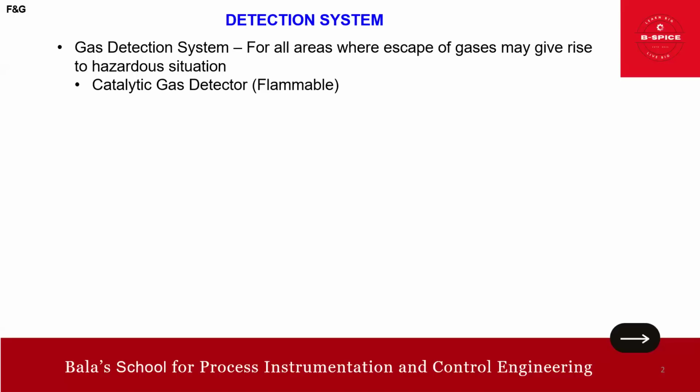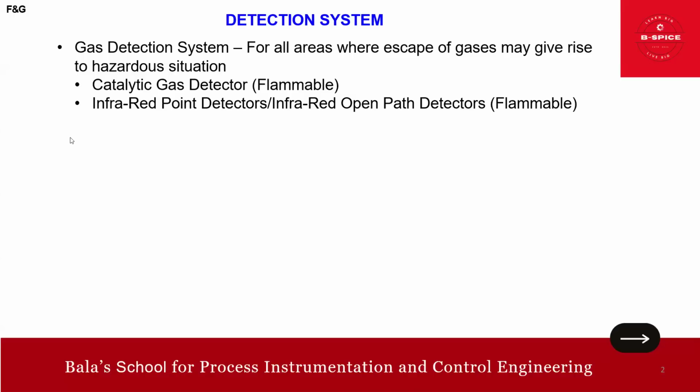So again, the catalytic gas detector is one of the flammable gas detectors. It is based on the principle that when gas oxidizes, it produces heat, and the sensor converts this temperature change via a standard Wheatstone bridge to a sensor signal that is proportional to the gas concentration. That is how it works. The second item here is infrared point detectors and infrared open path detectors.